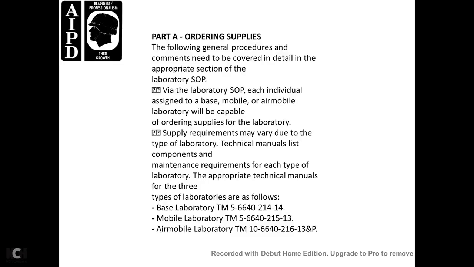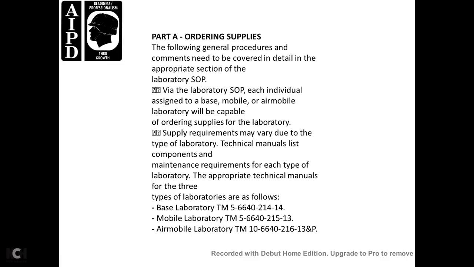Part A, Ordering Supplies. General order procedures and comments needed are covered in the appropriate section of the Laboratory Standard Authorization Procedure. Review the Laboratory Standard Authorization Procedure. Each individual assigned to a base and mobile laboratory will be capable of ordering the supplies for the laboratory. Supply requirements may vary due to the type of laboratory. Technical manuals list components and maintenance requirements for each type of laboratory.